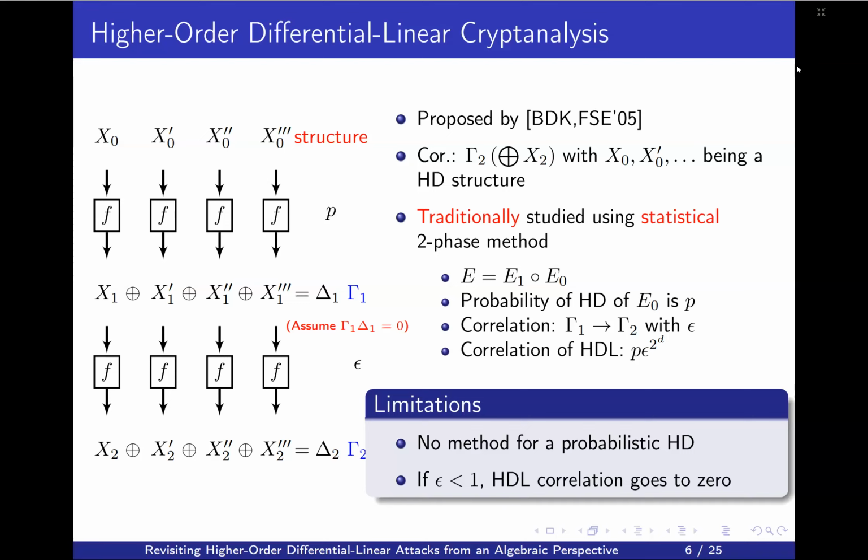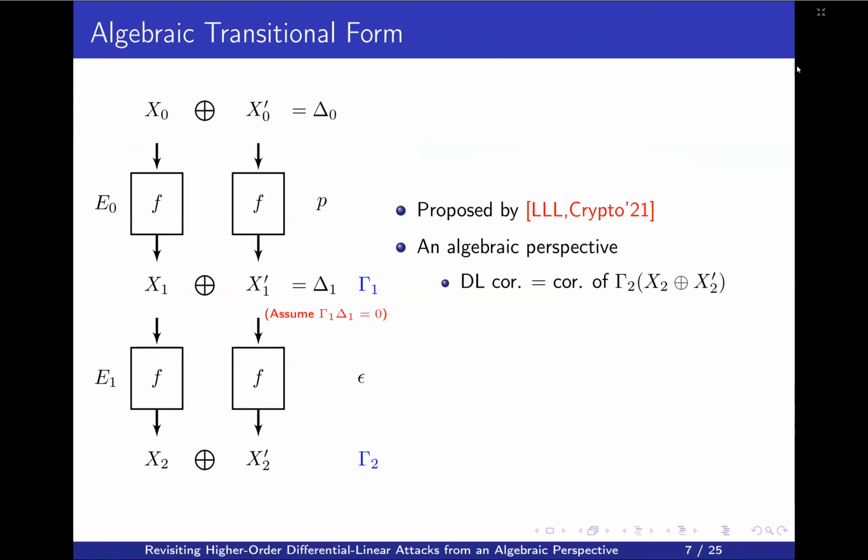That is to say, for the first part, we usually only use the integral distinguisher rather than a probabilistic high-order differential. And for the second part, you can see the index of epsilon is exponential. So when epsilon is smaller than 1, the full correlation will go to 0 very quickly. So maybe that means the statistical method is somehow limited.